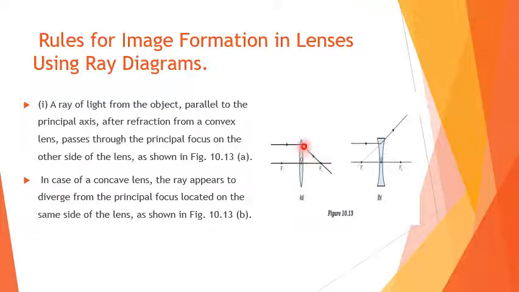Okay, so you are seeing it is refracting and passing through the principal focus for figure A, that is a convex lens, and figure B, that is a concave lens. Here in figure B, the ray of light parallel to the principal axis diverges. In the case of a concave lens, the ray appears to diverge from the principal focus located on the other side of the lens. So it is diverging from the other side, but on the same side it passes through focus. This is the first rule.